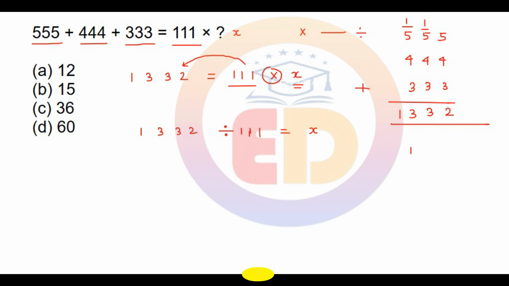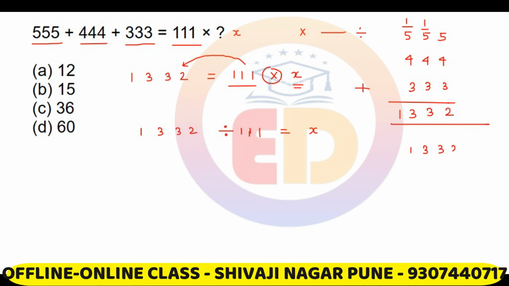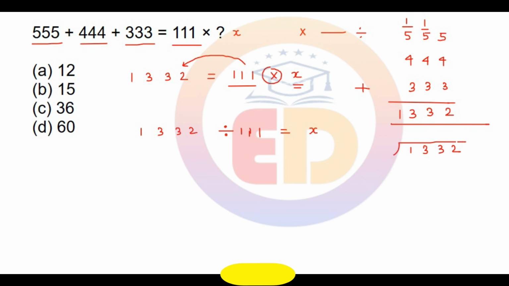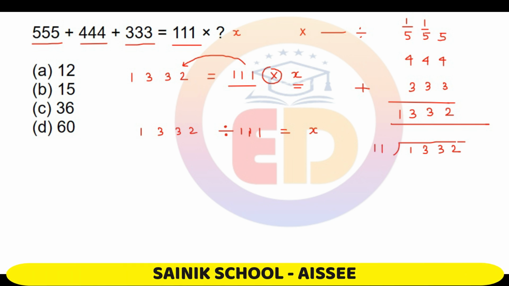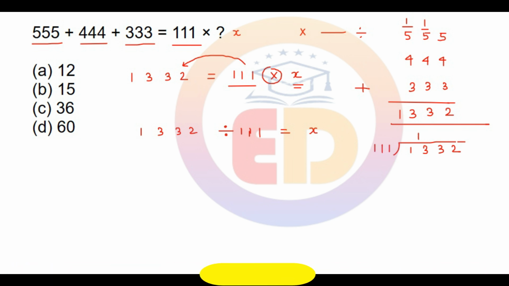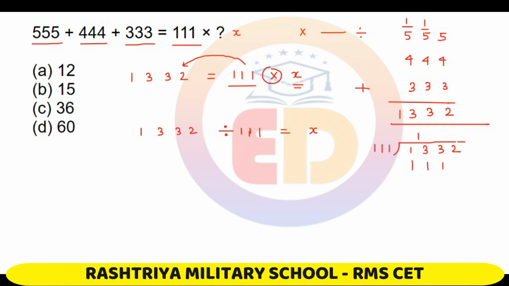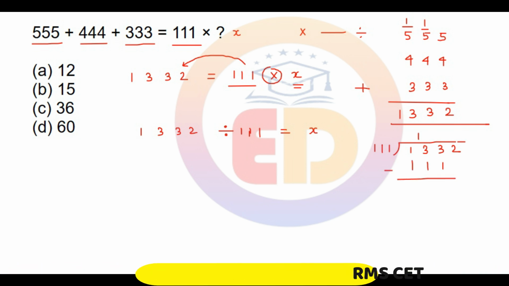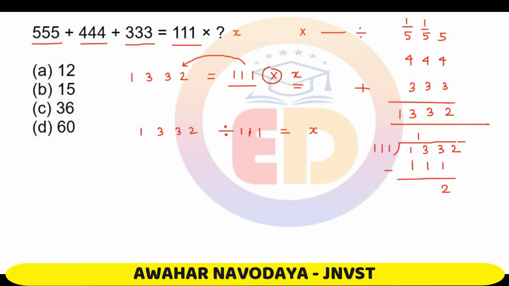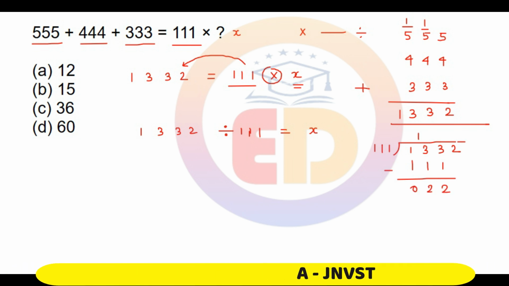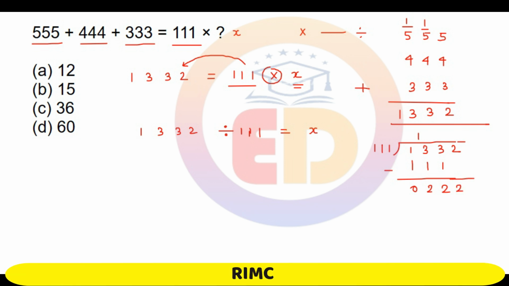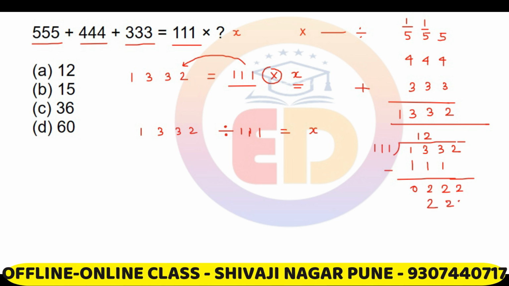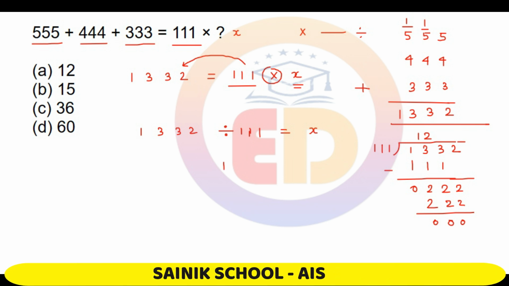Let us divide 1332 by 111. 111 one time will be 111. When I subtract this, 3 minus 1 is 2, 3 minus 1 is 2, 1 minus 1 is 0. Let's take the 2 down. 111 2 times will be 222. I'll get 0 remainder. My division is complete. Answer is 12, which is option number A.